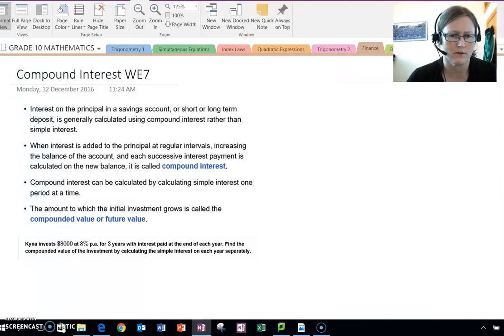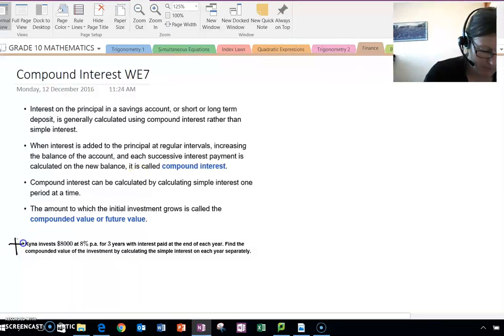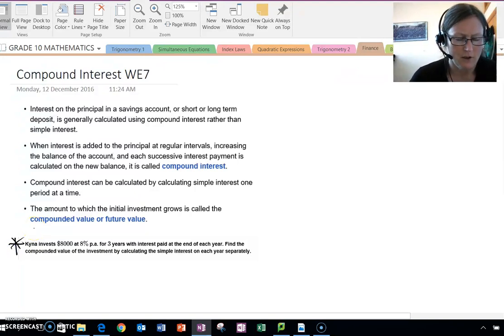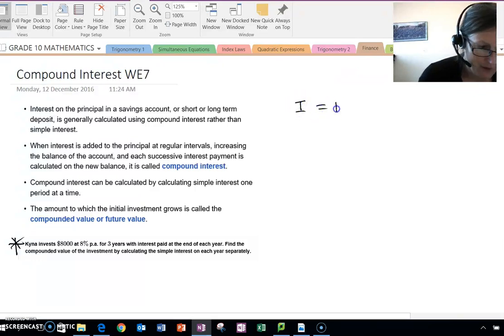So let's look at this example here, and it says that Kina invests $8,000 at 8% per annum for 3 years with interest paid at the end of each year. Find the compounded value of the investment by calculating the simple interest on each year separately. So in other words, what we do is we work out the simple interest for each year, P times R times T over 100.